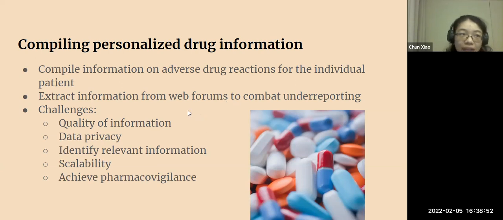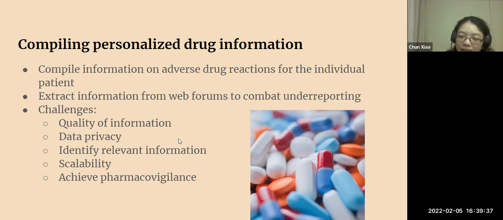So NLP can extract information from web forums such as Twitter and Instagram to combat the underreporting of these adverse drug effects. For example, there was one study where a bot was able to take a lot of information from patients who did complain about their adverse drug effects and the side effects that they experienced, on Twitter or Instagram or Reddit or something. And they used all of this information to compile information on the drug's side effects that were previously unknown.